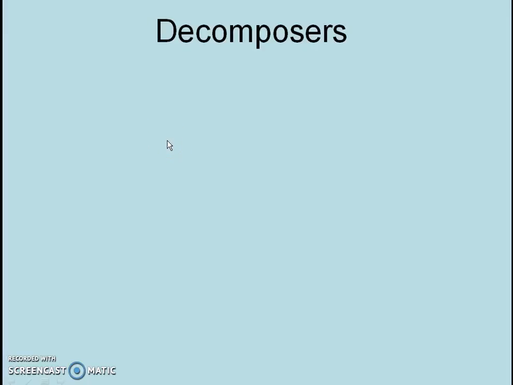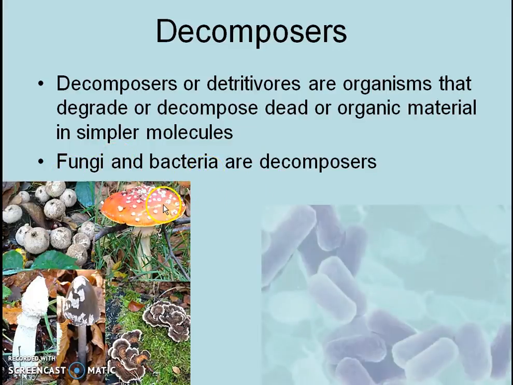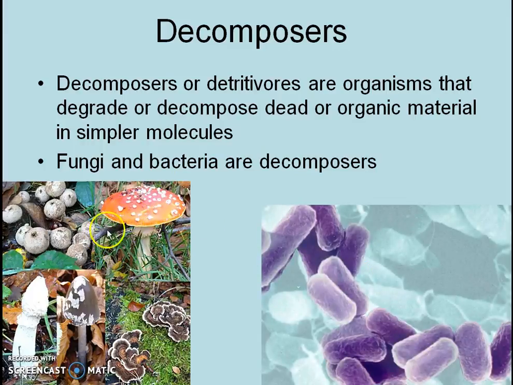The next, decomposers. After the death of plants and animals, their bodies are decomposed by other organisms, which are called decomposers. Decomposers or detritivores are organisms that degrade or decompose dead organic material into simpler molecules. These are the fungi and bacteria. This is the fungi, and this is the bacteria.